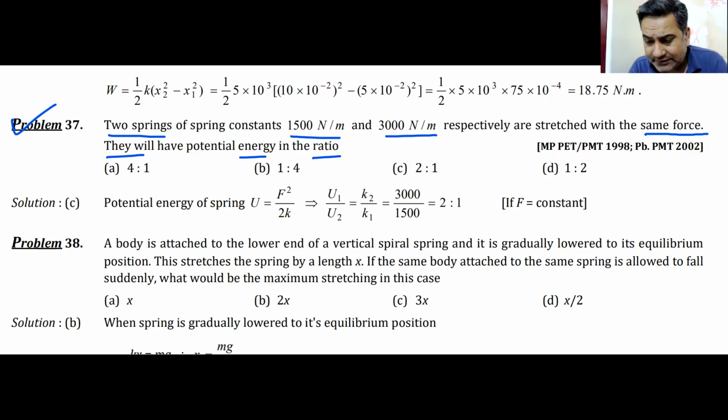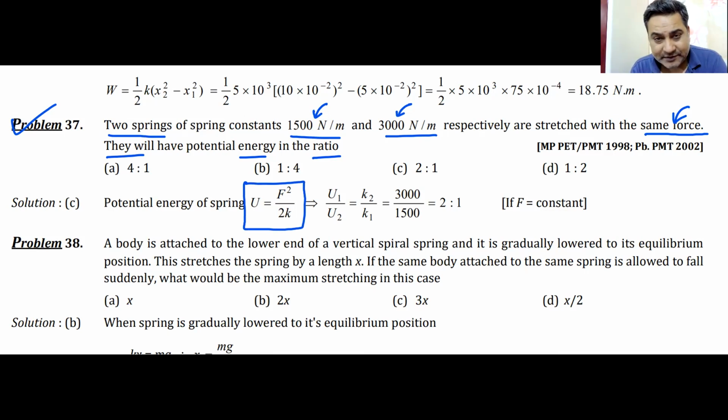Well, I hope you have done this. A similar question had come in your test the previous week. So how to do this? Now here, remember half kx squared is not the formula that we are going to apply. Here they have talked about spring constant k, and then they are talking about same force. So we have to apply the formula where you have only force and spring constant coming into the picture, and that formula is F squared by 2k. Energy stored in the spring is F squared by 2k.